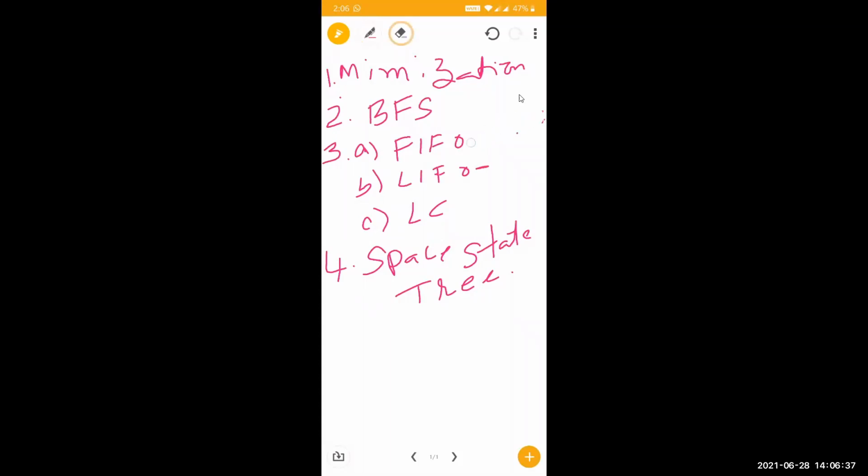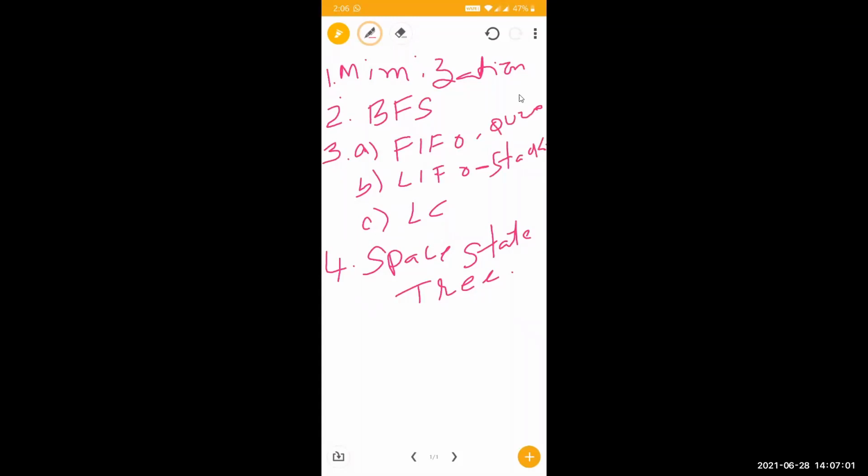So FIFO will always take care of the queue, so here you have to follow a queue. Whereas here, a stack is followed. You have to throw all those elements into the stack, and based on that it is taken into consideration, and thereby you have to expand our state space tree, whatever it may be.